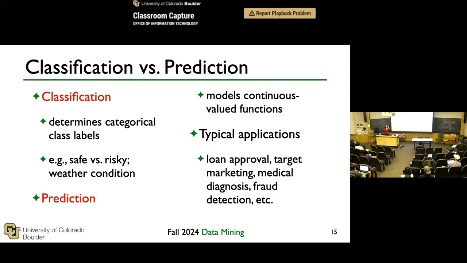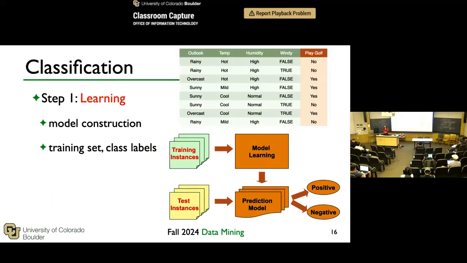Or how often you actually match exactly versus how close you get to the actual value, okay? All right, so that's classification versus prediction. But now let's focus a little bit more on classification. As we have said, with classification, you have the predefined labels, right?